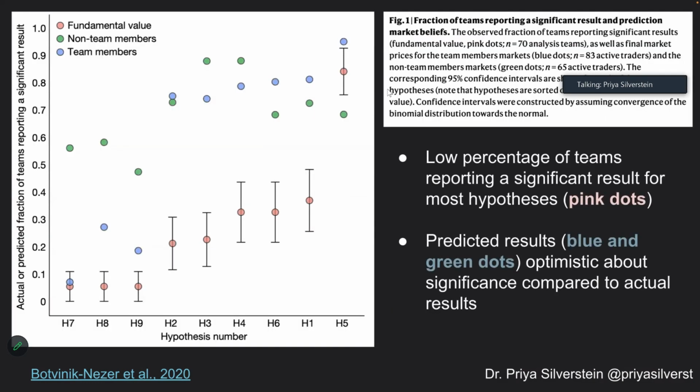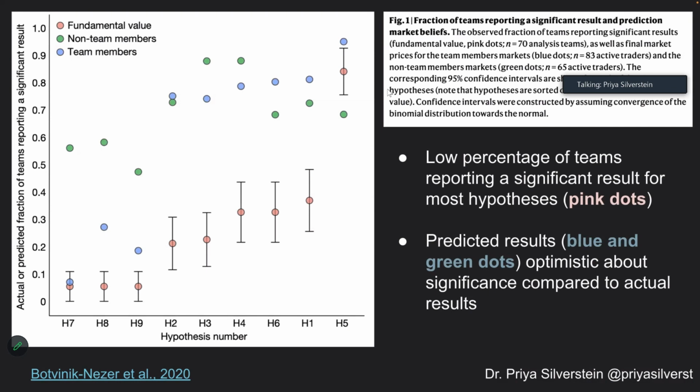So what we have here in this graph is that the pink dots are the actual results. The x-axis is each of the 9 hypotheses that we've looked at. And the y-axis is either the actual or predicted fraction of teams reporting a significant result. So the actual is the pink, and the predictions, so they were asked to predict beforehand whether they thought they would get a significant result for each of the hypotheses, are the blue and green dots.